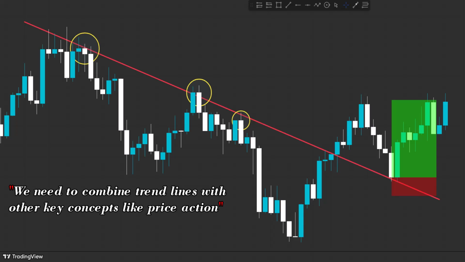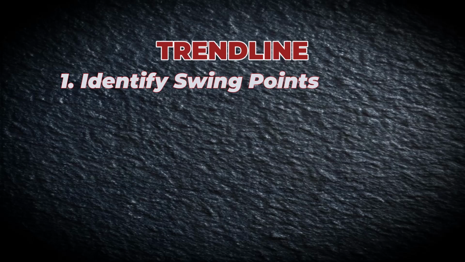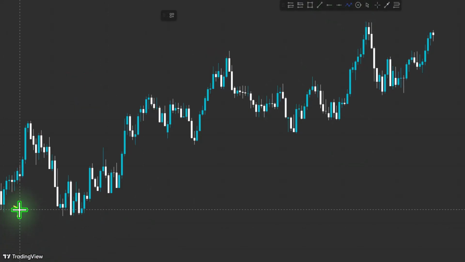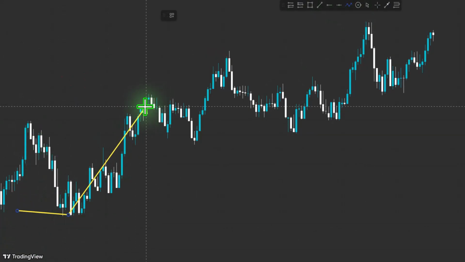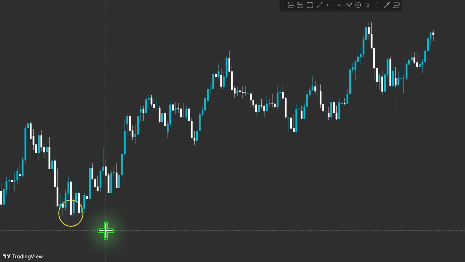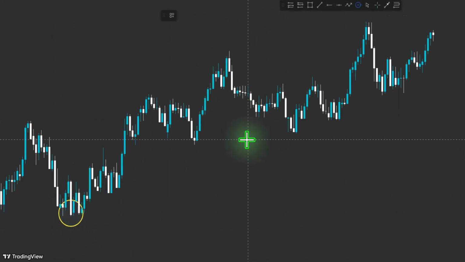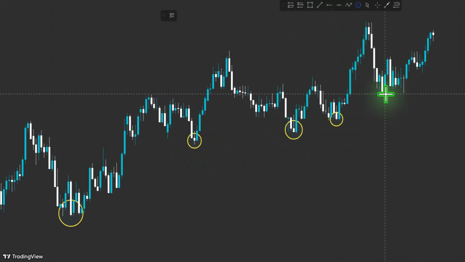But before we even think about trading with trend lines, we have to know how to draw them properly, because if you get this wrong, no strategy will work. So let me break it down step by step. Now, the first step is to identify swing points. A swing point is simply a spot where price moves in one direction, then reverses. For example, check this out. Price drops down, then suddenly bounces back up. That lowest point before the reversal, that's called a swing low. Our job is to find as many of these key swing points as possible. In this case, we can already see multiple swing lows on the chart.